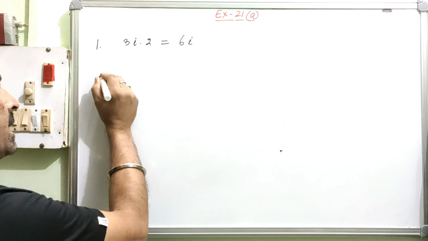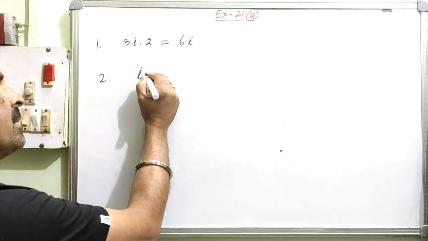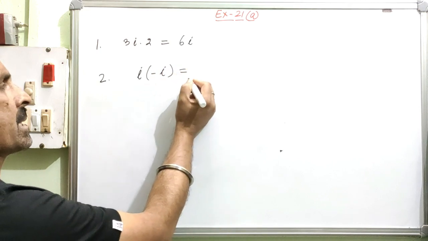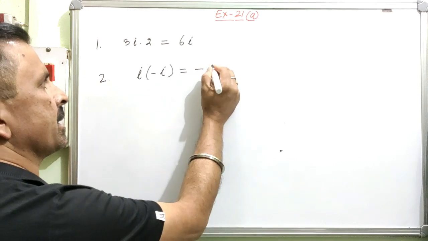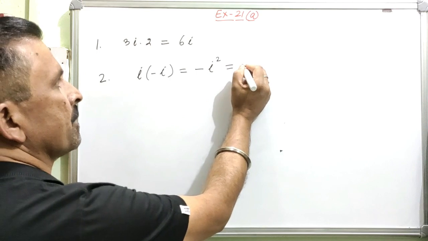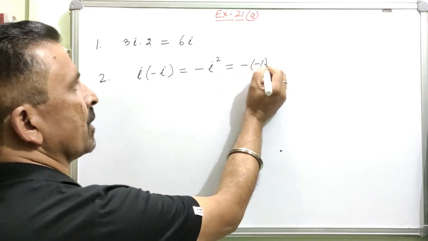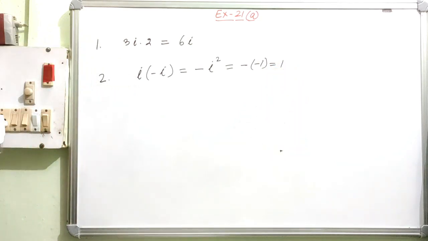Another question we can say is number 2, which is i times minus i, right? So when we multiply the imaginary part by the imaginary number, this plus minus will remain as minus, and then this i into i will become i squared. We know the value of i squared is minus 1, so when we multiply, the answer comes as equal to plus 1, right?